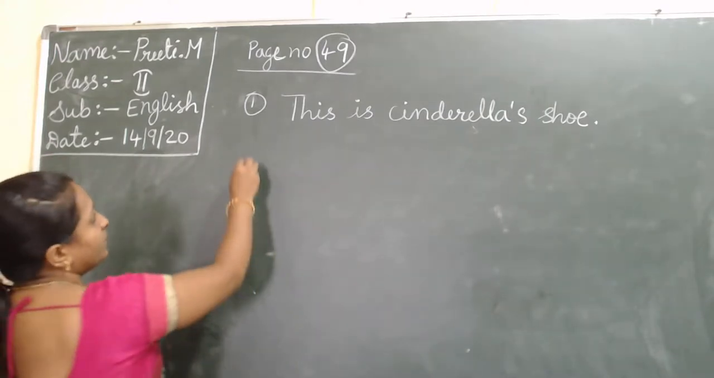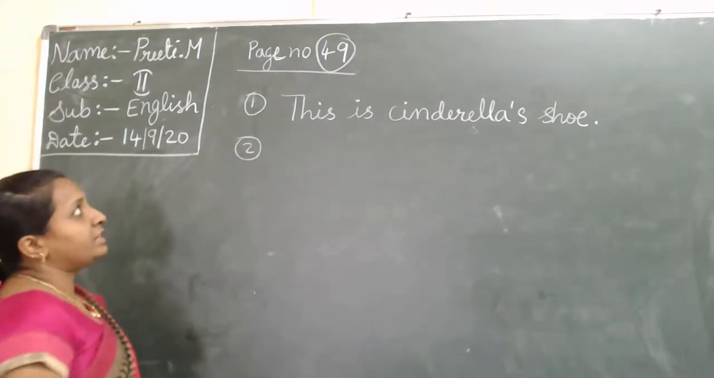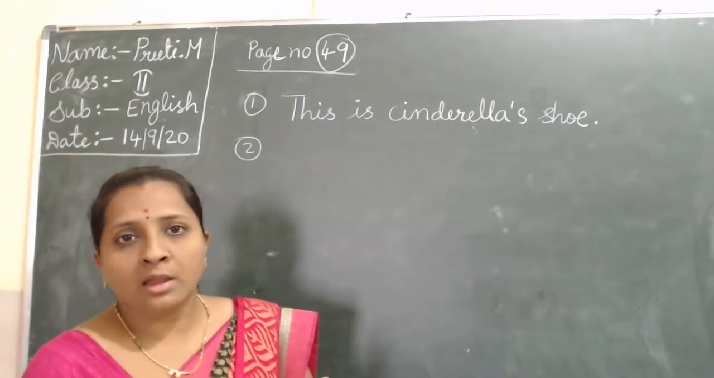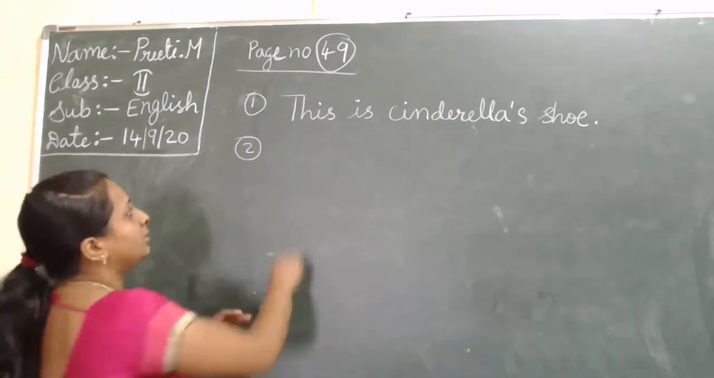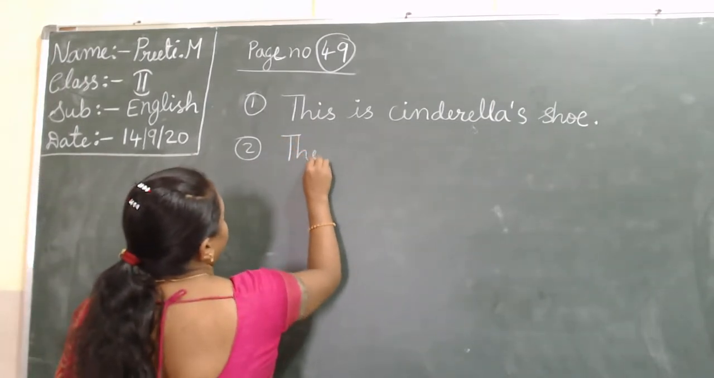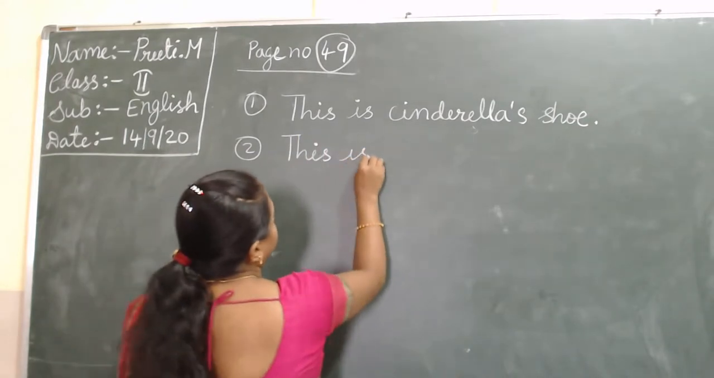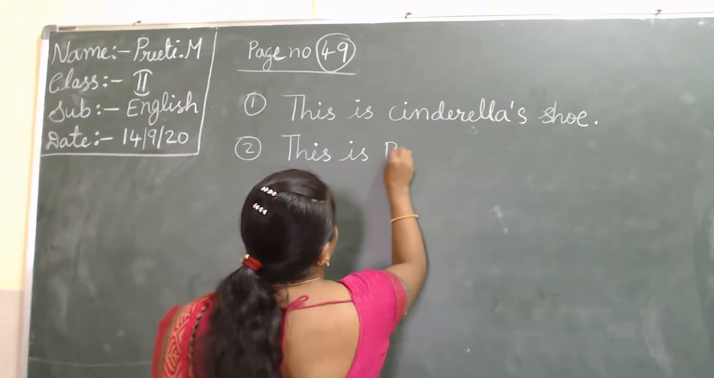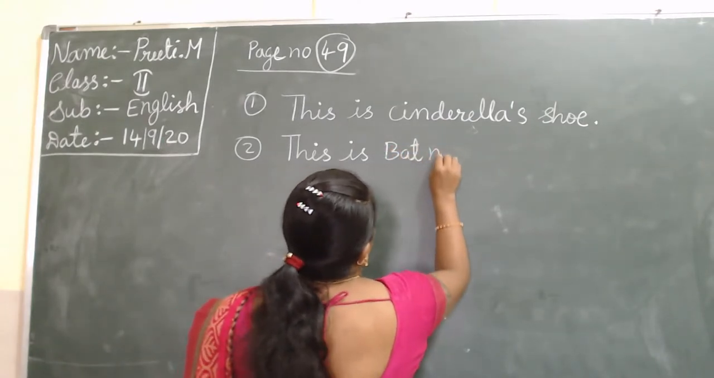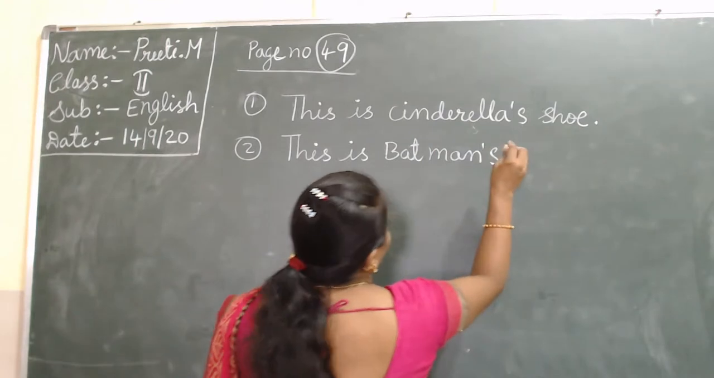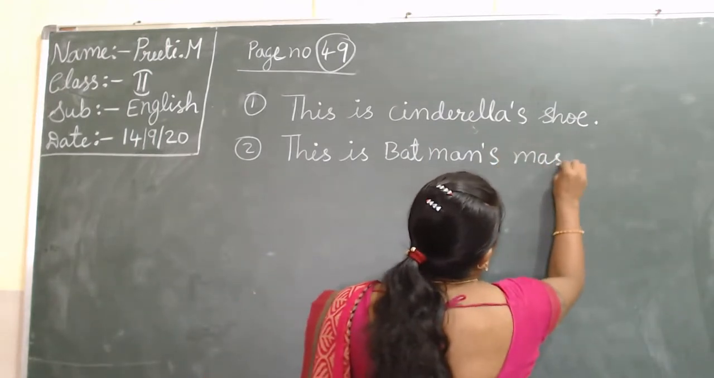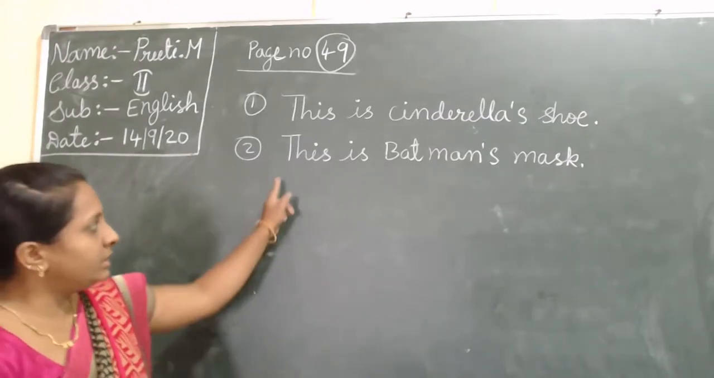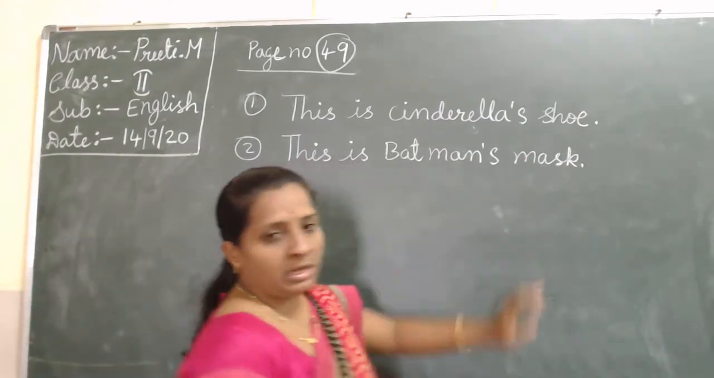What is the next picture, children? First one, Superman's, is over. Next one, Cinderella. And third one, Batman. What is the object of Batman? This is Batman's mask. And there's the mask, and full stop. This is Batman's mask.